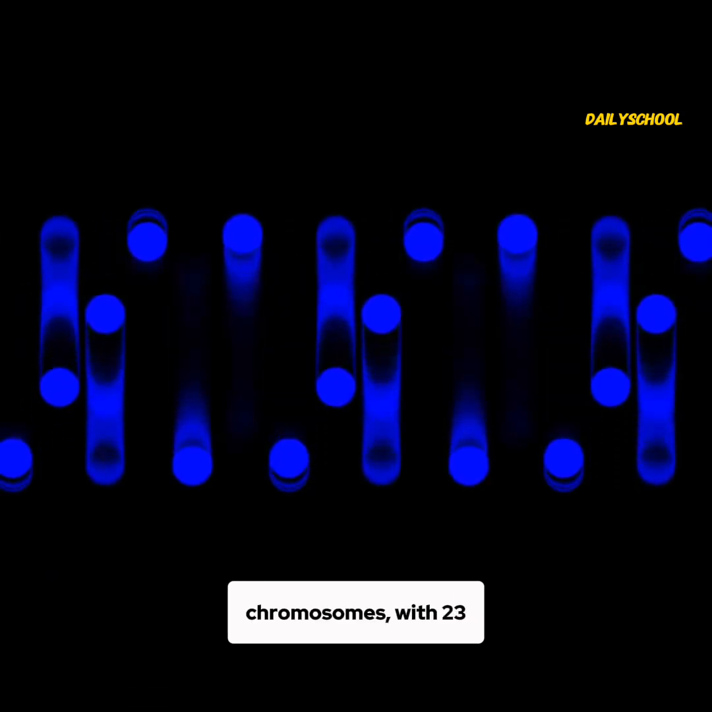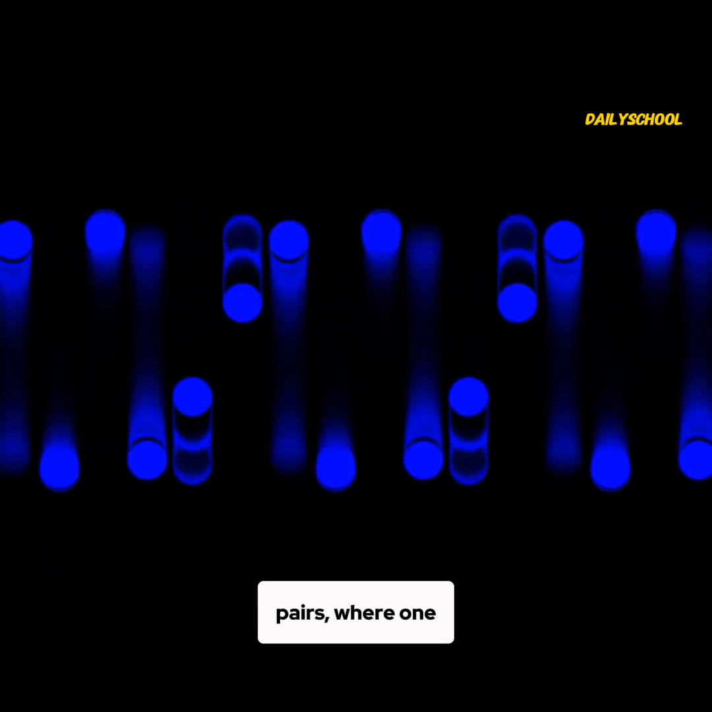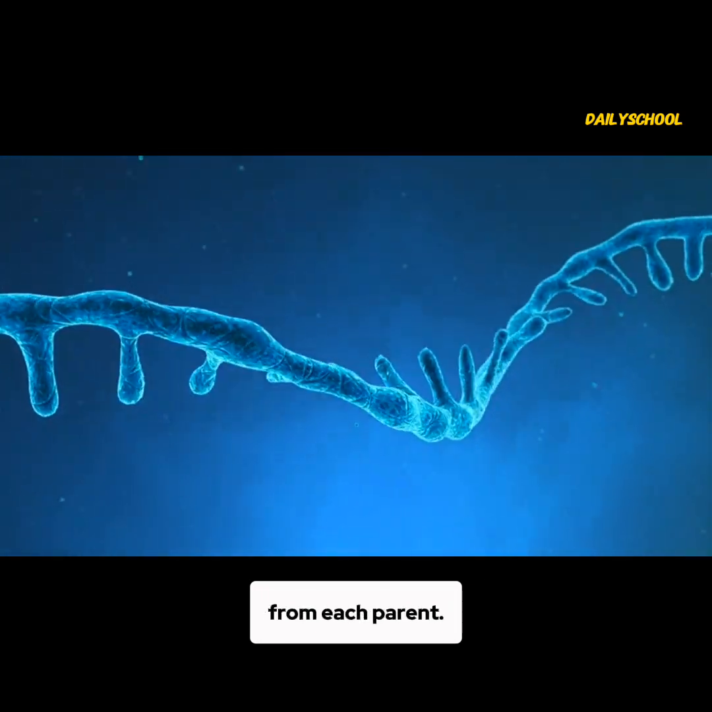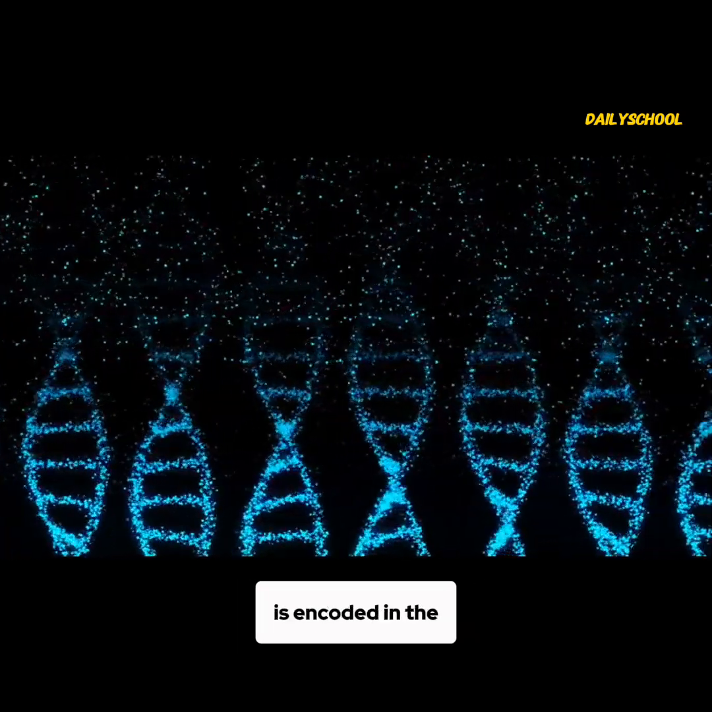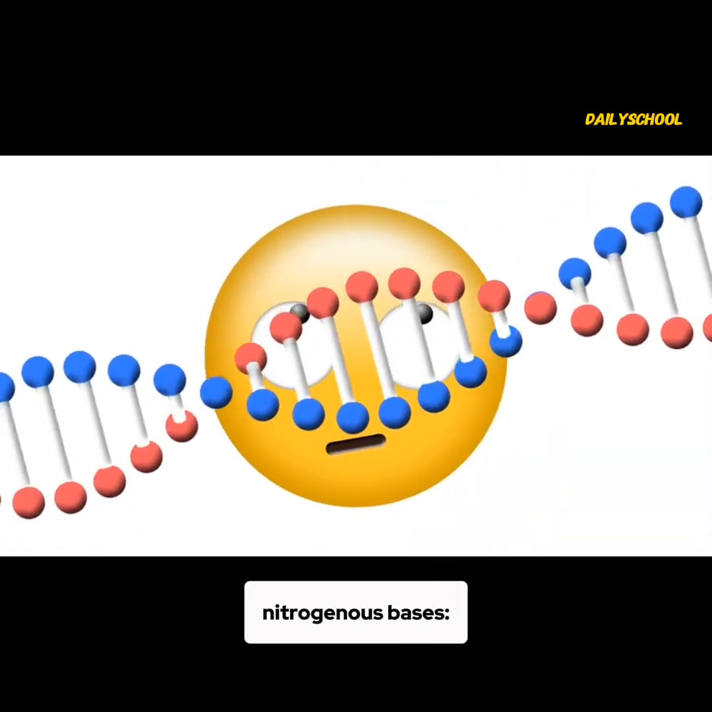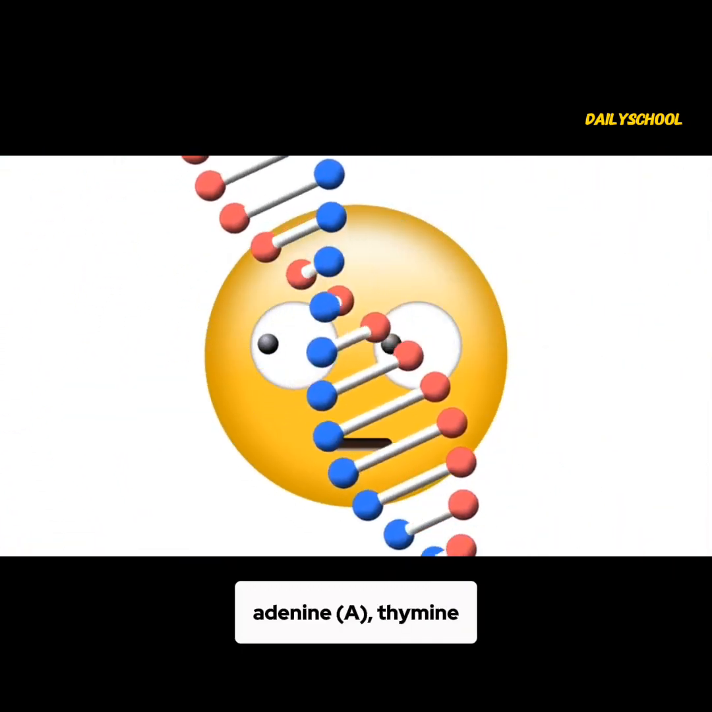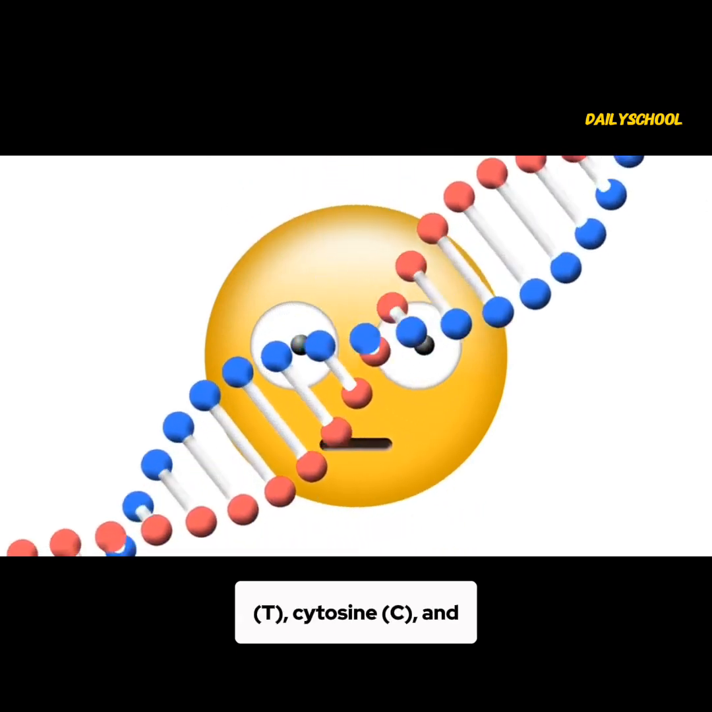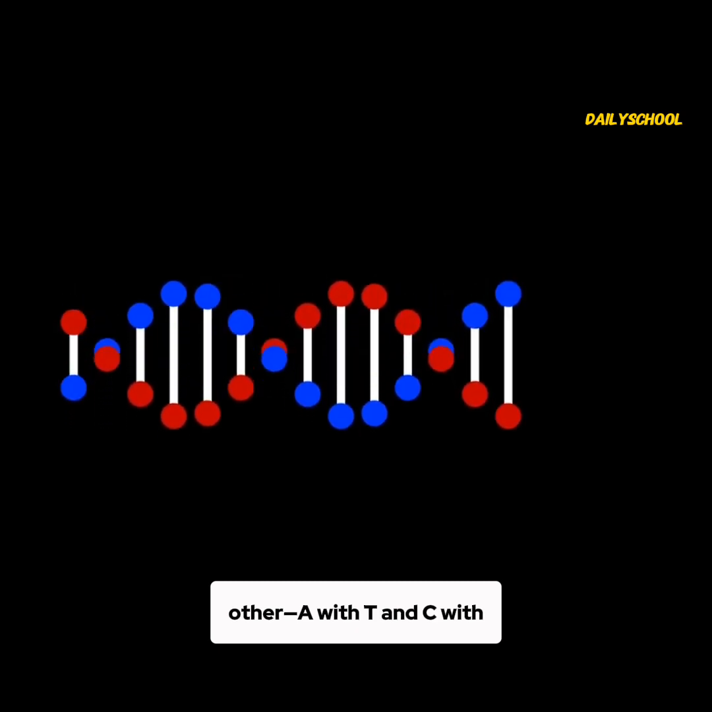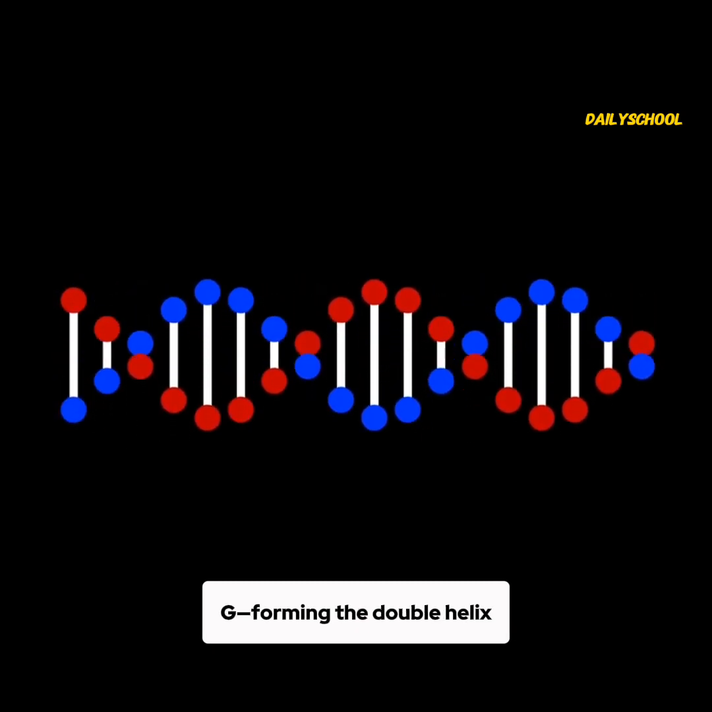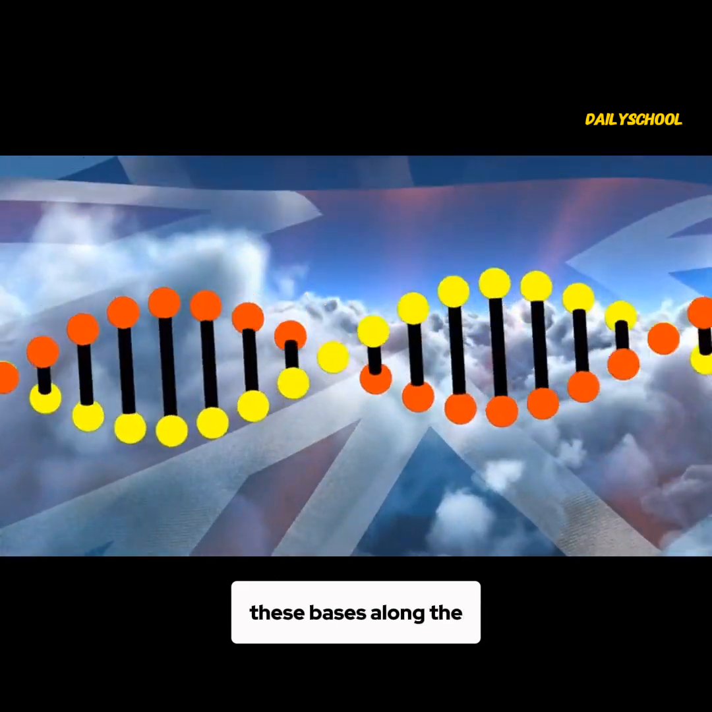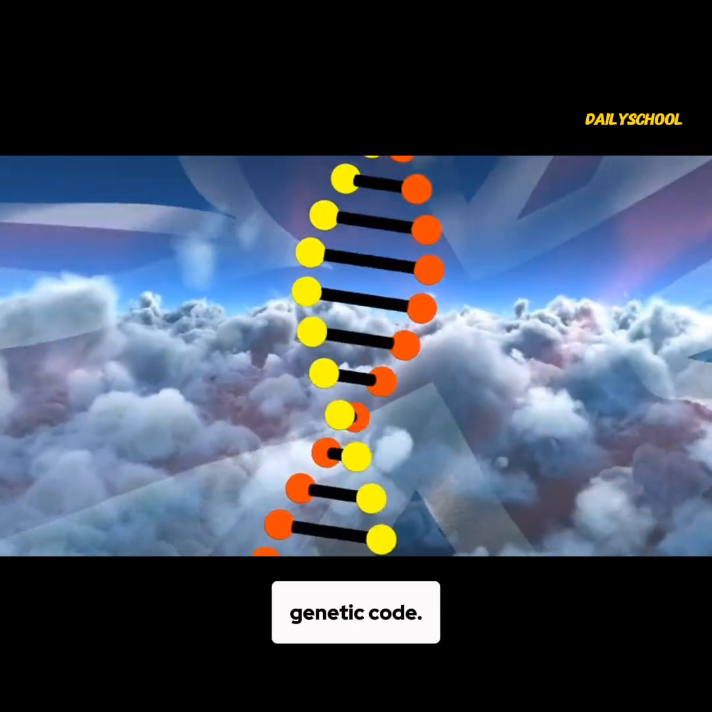Humans have 46 chromosomes, with 23 pairs, where one chromosome of each pair is inherited from each parent. Genetic information is encoded in the DNA molecule. DNA is made up of 4 nitrogenous bases: adenine (A), thymine (T), cytosine (C), and guanine (G). These bases pair with each other, with A pairing with T and C with G, forming the double helix structure of DNA. The specific order of these bases along the DNA molecule forms the genetic code.